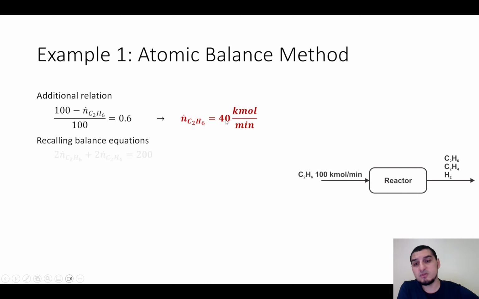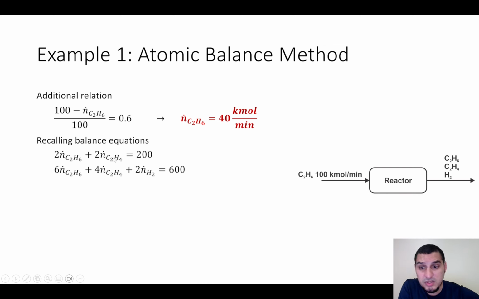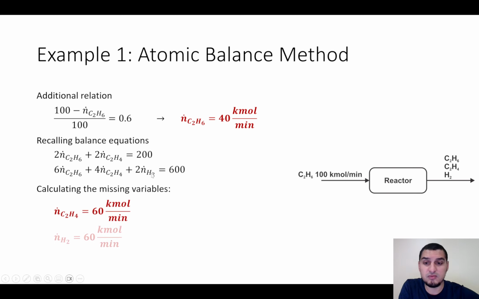Now we can substitute in the first equation to calculate the number of moles of ethylene, and then we can calculate the number of moles of hydrogen, which would be 60 and 60 kilomoles per minute, or the molar flow rates. So this is simply how we can do the atomic balance method.